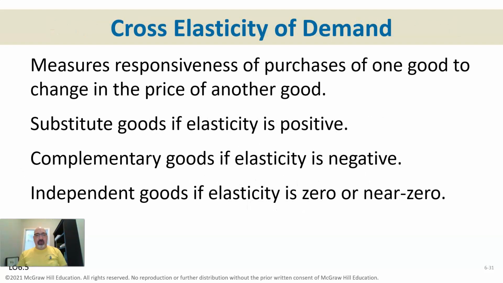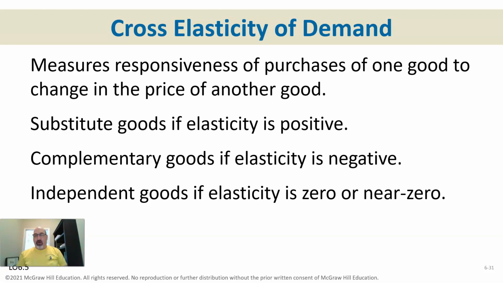So this is the way this goes. It measures responsiveness of purchases of one good due to change in price of another. There's substitutes if it's positive, complements if it's negative, and independence if it's zero or near zero. So negative, basically, if you remember peanut butter and jelly, if the price of one went up, the demand for the other one went down, so you had a negative relationship. That would mean that they're complements in this case. That's why this would be a negative value here.